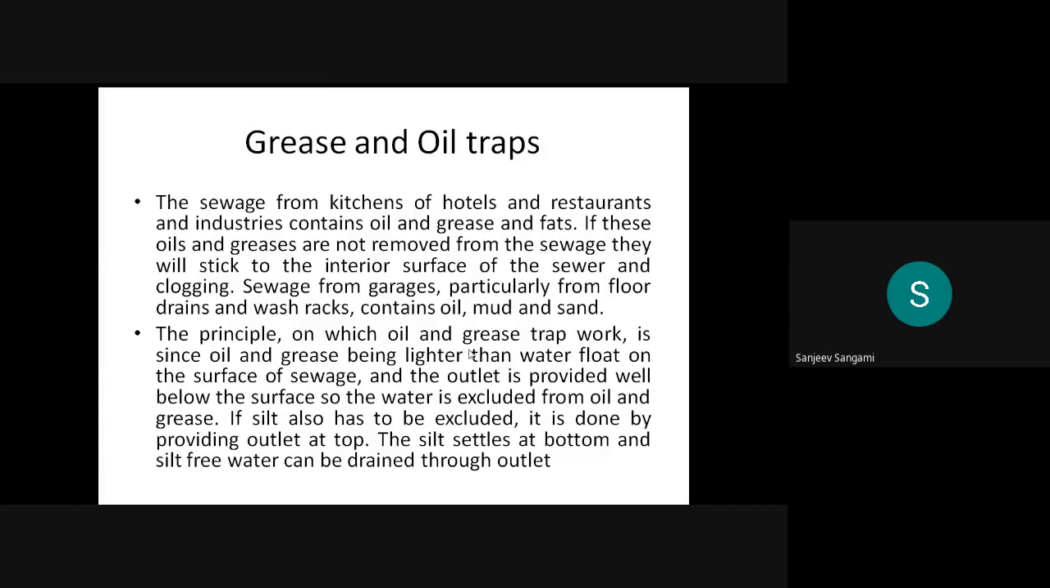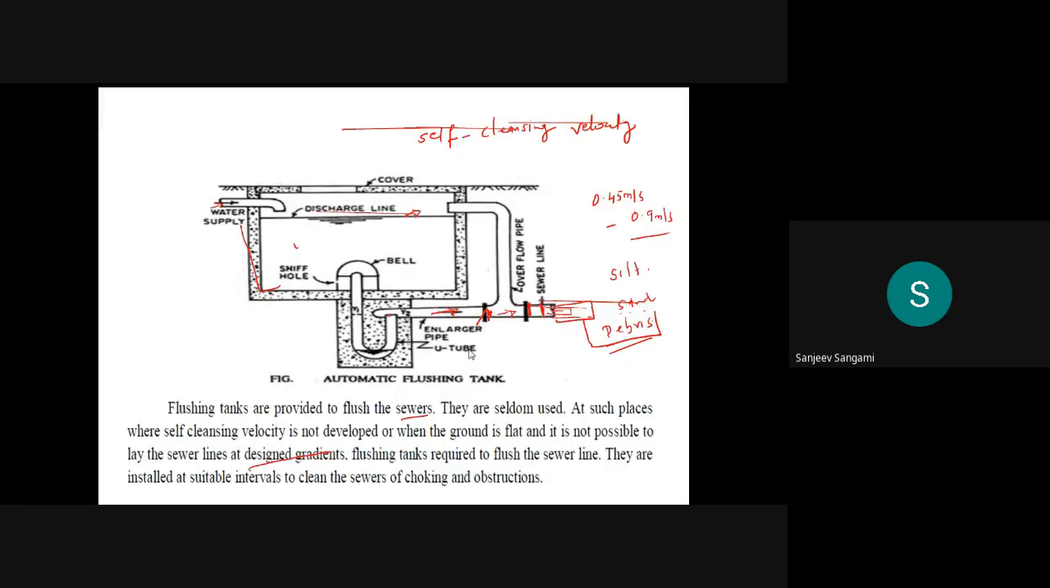Welcome to JCE Connect. In the previous class, we were discussing the automatic flushing tank, which is used for cleaning the debris that is present in the sewers. The debris may contain silt and sand. The flushing tank is useful where the self-cleansing velocity is not well maintained.